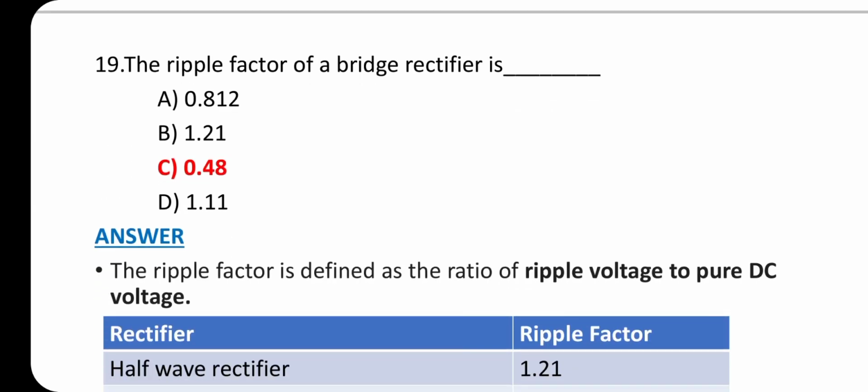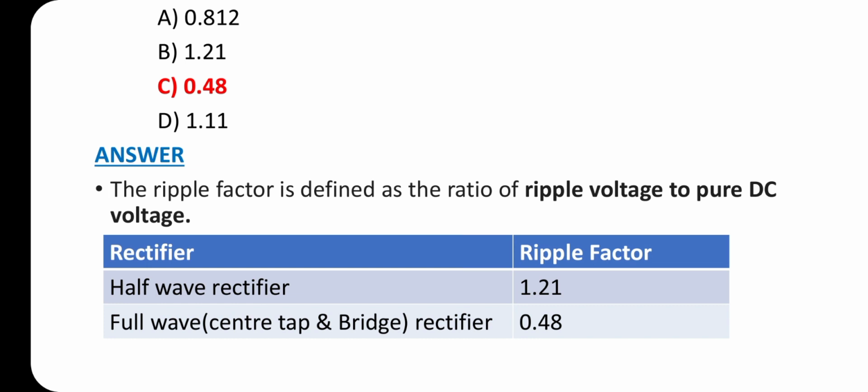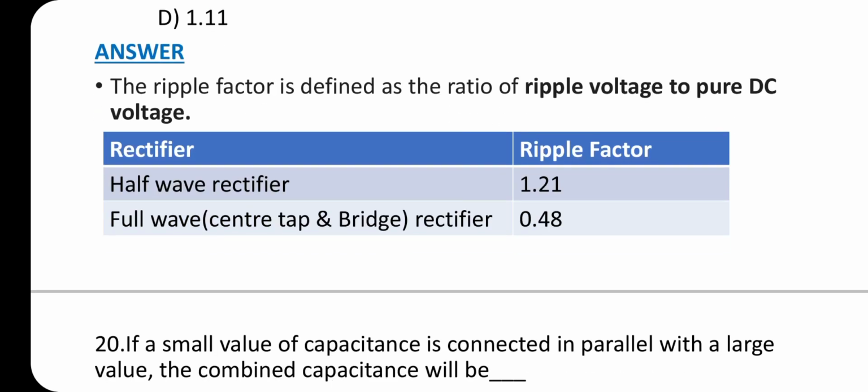Question number 19. The ripple factor of a bridge rectifier is 0.48. The ripple factor is defined as the ratio of ripple voltage to pure DC voltage. Rectifier and ripple factor: for half wave rectifier, ripple factor is 1.21. For full wave center tap and bridge rectifier, ripple factor is 0.48.